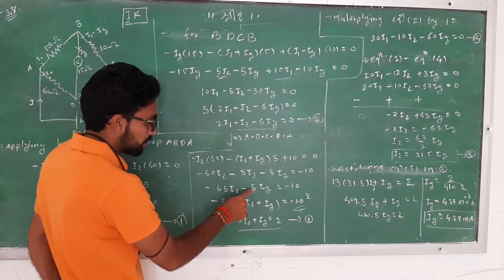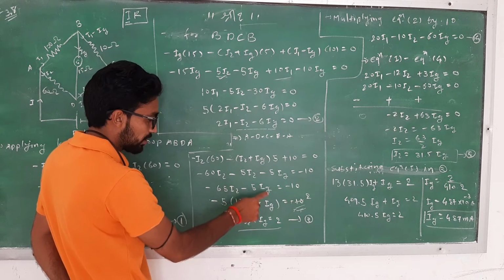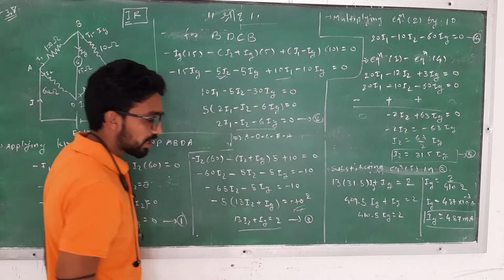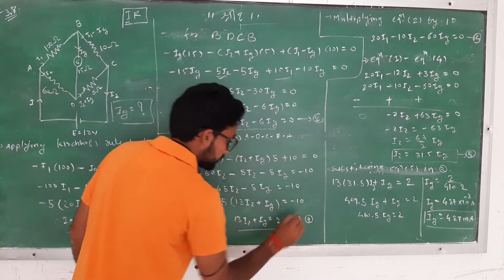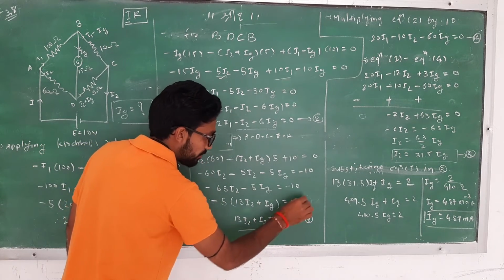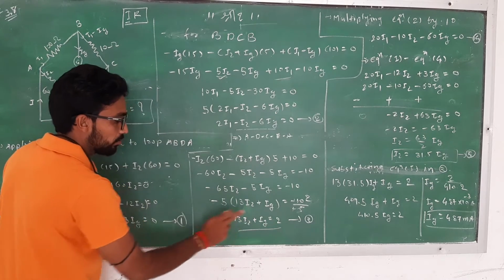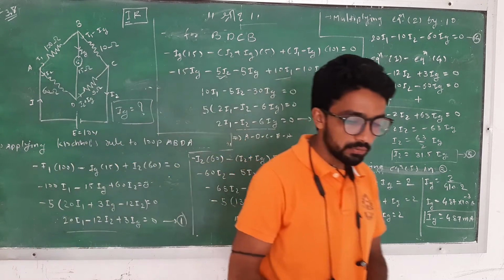That means minus 5 is common. 13 I2. Here minus 5 is common, so this minus becomes plus, 5 will be common. That means 13 I2 plus 5 IC is equal to minus 10, and minus plus minus 5 is 10. So 13 I2 plus IC is equal to 2. This is your equation number 3.